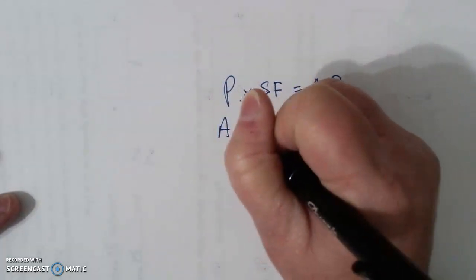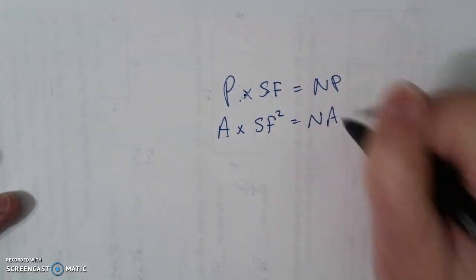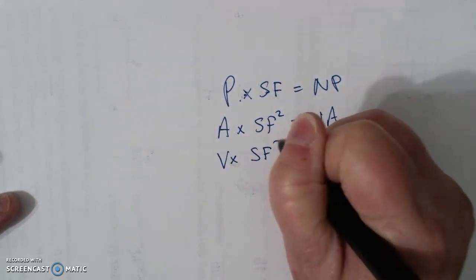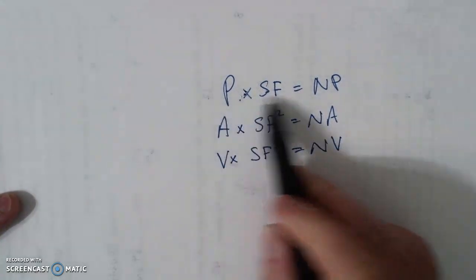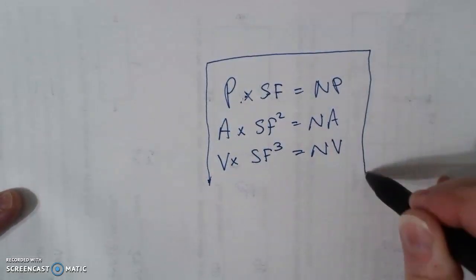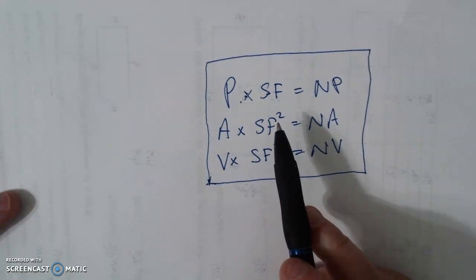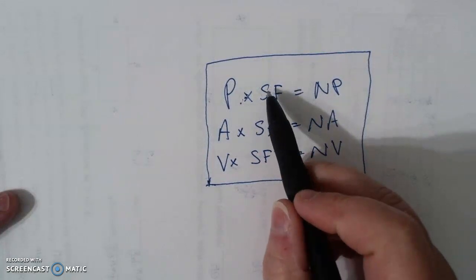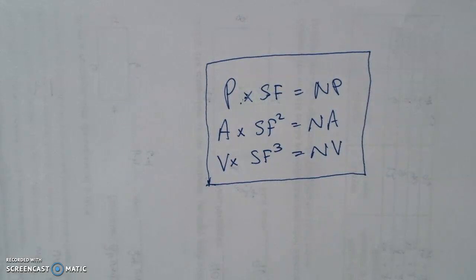And then my area times scale factor squared equals new area. And volume times scale factor cubed equals new volume. So remember that this is how you do dimensional change. And dimensional change has the words dilation and scale factor in them. And that a scale factor larger than 1 enlarges things, and a scale factor less than 1 shrinks things.